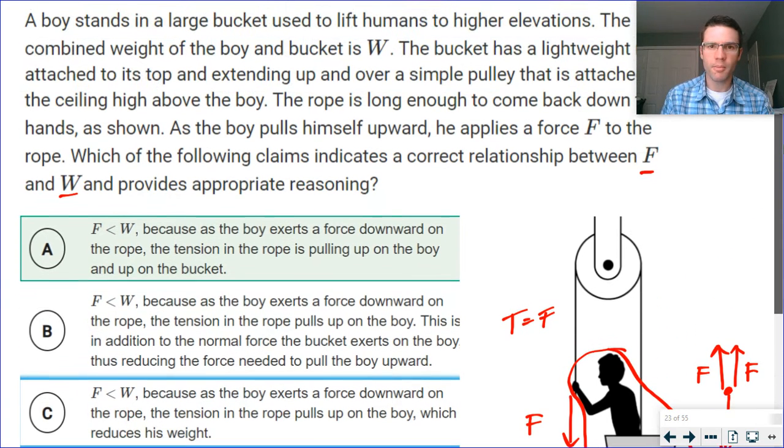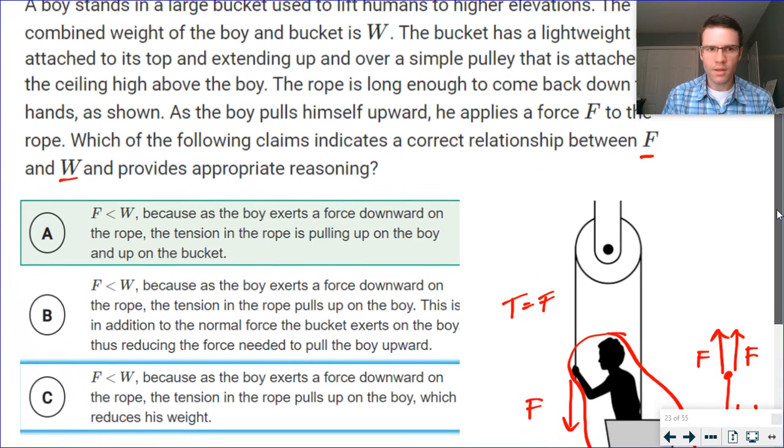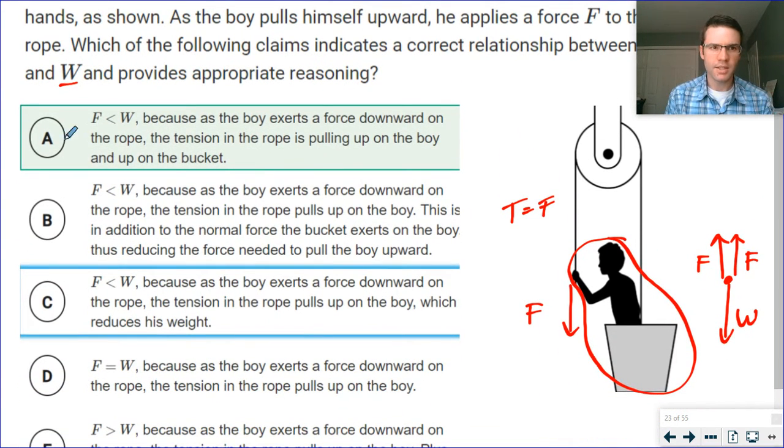So let's go back to our problem here. As the boy pulls himself upward, he applies a force F to the rope. Which of the following claims indicates a correct relationship between F and W? Let's evaluate the one that they say is correct. A, F has to be less than W because as the boy exerts force downward on the rope, the tension of the rope is pulling up on the boy and up on the bucket. So there's your two forces, right there. This is your correct one. Force has to be actually 1/2 of it to remain at constant velocity.